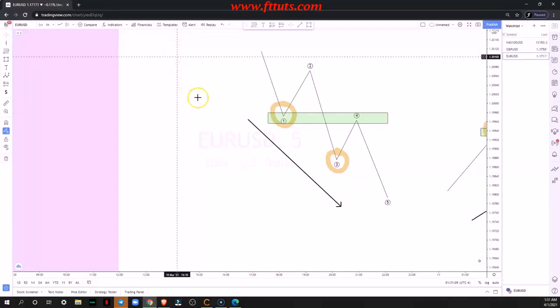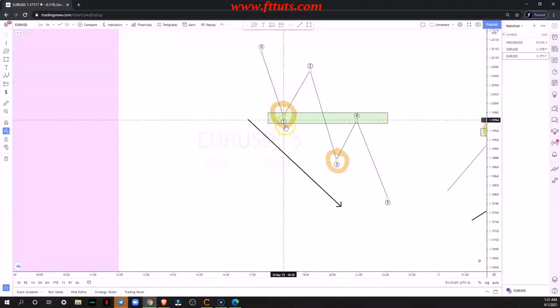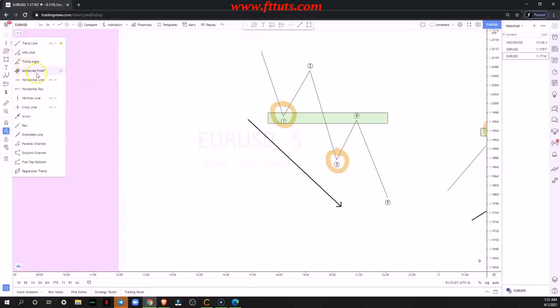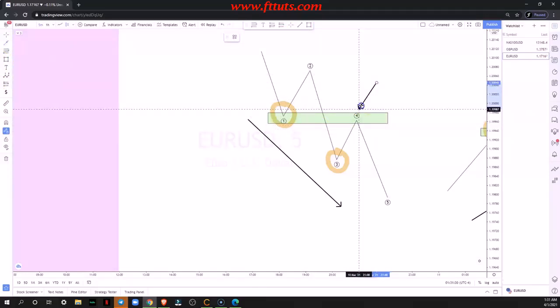Okay, so as it breaks structure, as number two goes past number one, we are going to want to draw a box around the swing low of number one and drag it across. As number three is pulling up to that area, we're going to look for trades up in this area.